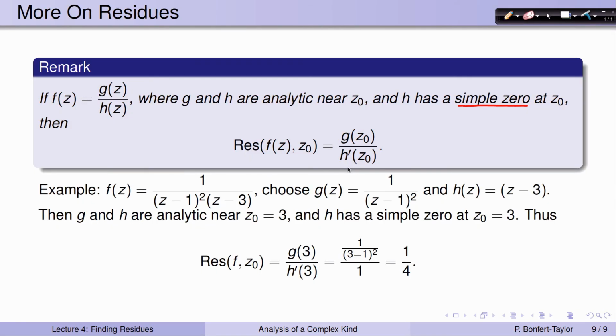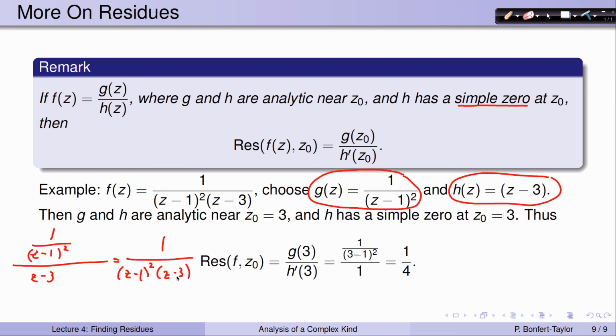Let's get back to the example that we looked at when we looked at a double pole. f of z equals 1 over z minus 1 squared times z minus 3 has a double pole at 1, but also a simple pole at 3. This time we want to find the residue at 3. We can look at this function as the function 1 over z minus 1 squared divided by the function z minus 3. The function g, which is 1 over z minus 1 squared, has an isolated singularity at 1, but is otherwise analytic. So in particular, near 3, it's very much analytic.